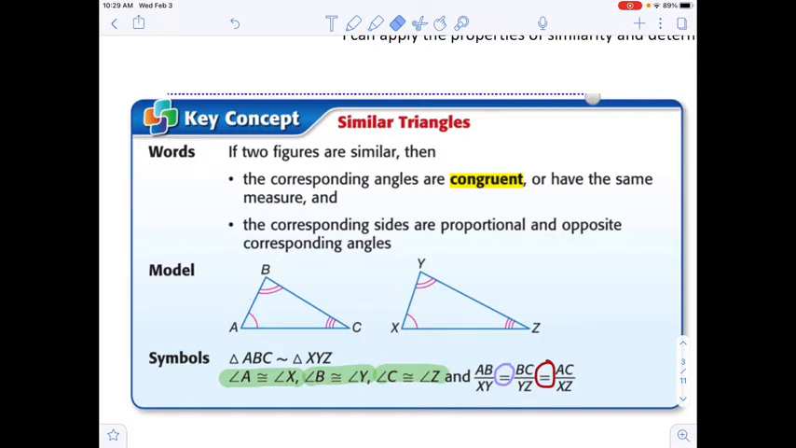Okay, you can also look at the images here on the model and see that the side lengths between the two corresponding angles, so AB and XY, those ones are going to be proportional. BC and YZ are going to be proportional, and AC and XZ are going to be proportional.